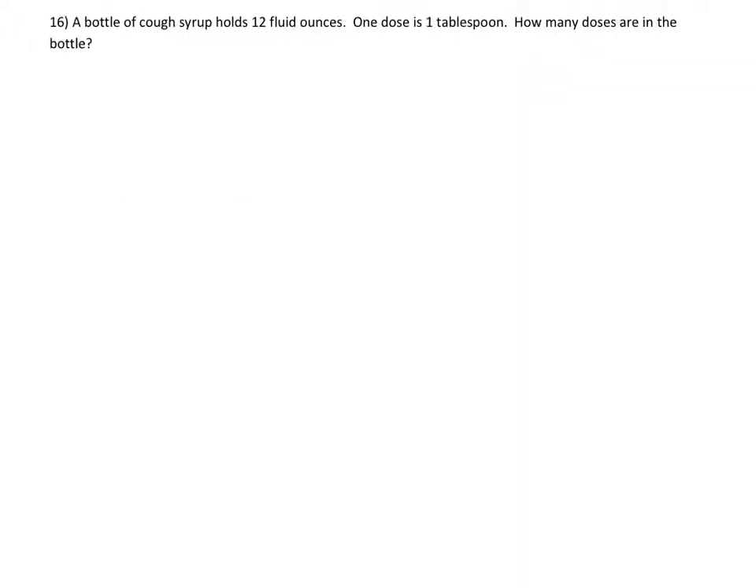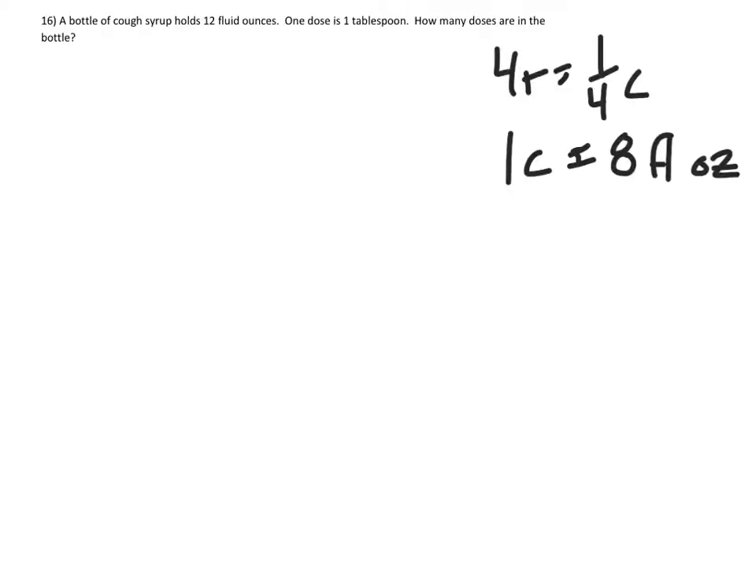A bottle of cough syrup holds 12 fluid ounces. 1 dose is 1 tablespoon. How many doses are in the bottle? All right. So we need to change fluid ounces to tablespoons. That'll tell us how many tablespoons are in the cough syrup. So let's start with those 12 fluid ounces. And let's change that into cups, because we don't have a direct conversion from fluid ounces to tablespoons. And I should put a B on that, tablespoons.